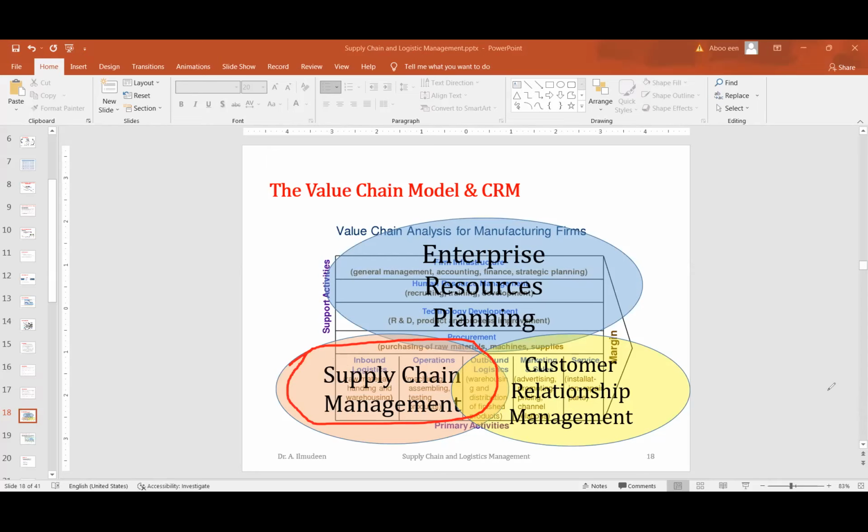Yes, sir. In the value chain model, the primary activities such as inbound logistics, actual operations, and outbound logistics are all highly related with supply chain management. At the same time, in the primary activities, outbound logistics, marketing and sales, and after sales services are all highly related with customer relationship management, CRM. So basically, the primary activities in the value chain consist of two components. One is supply chain management. The other one is customer relationship management.